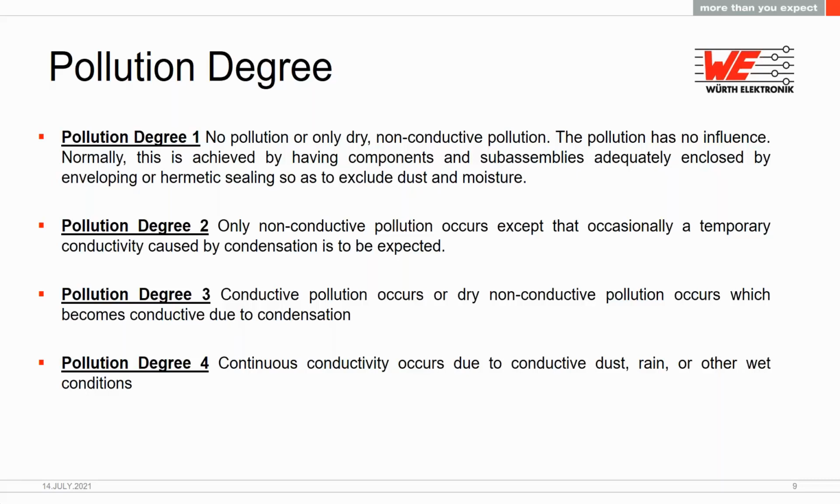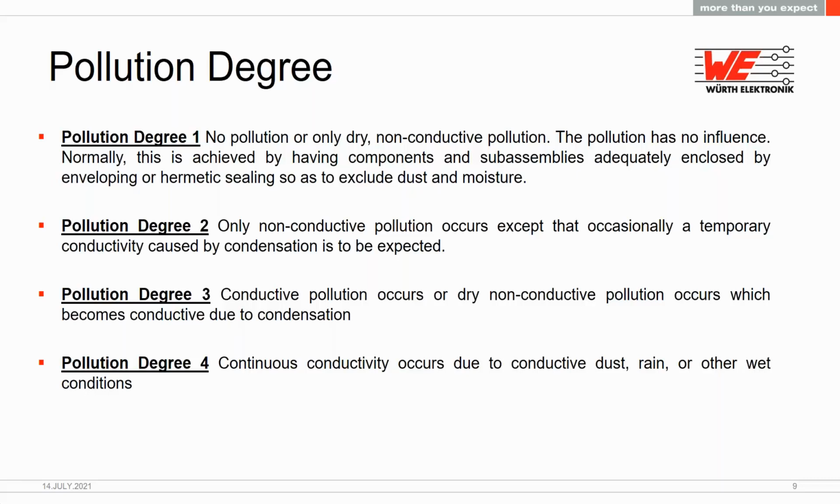As you can imagine, as you increase the pollution degree, you're also increasing the likelihood of contaminants causing a conductive short between your primary and secondary side of the transformer. So the safety standards compensate by requiring greater and larger distances between the primary and secondary. Again, this increased isolation distance may result in a larger transformer, similar to the case with overvoltage categories.